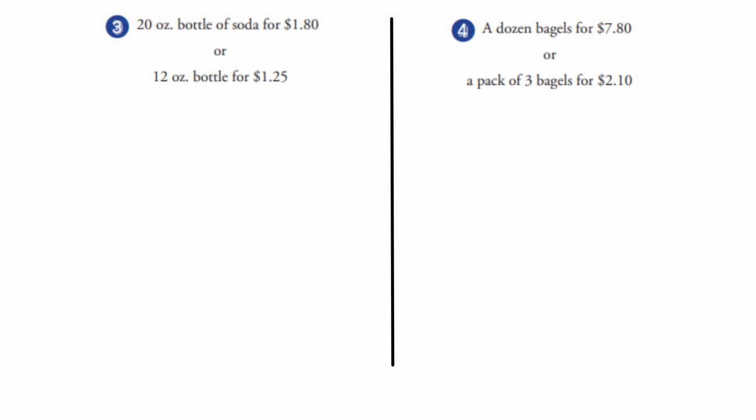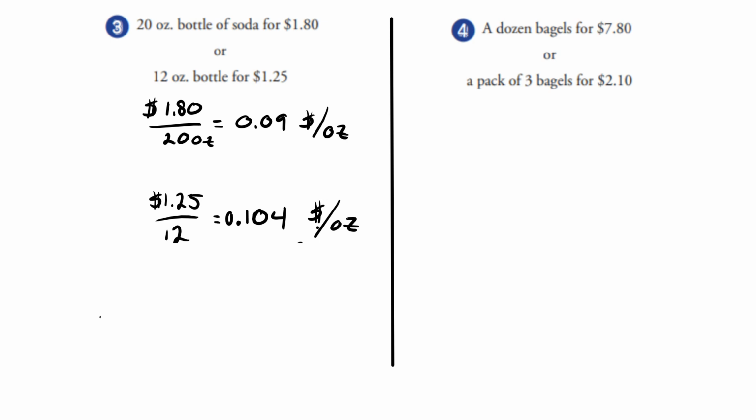So we've got 2 choices. We've got either a 20-ounce bottle of soda for $1.80 or a 12-ounce bottle for $1.25. We're going to try to get that into a unit rate of dollars per ounce. So I'm going to take the $1.80 and put it over 20 ounces, and I get $0.09 per ounce, so 9 cents per ounce.